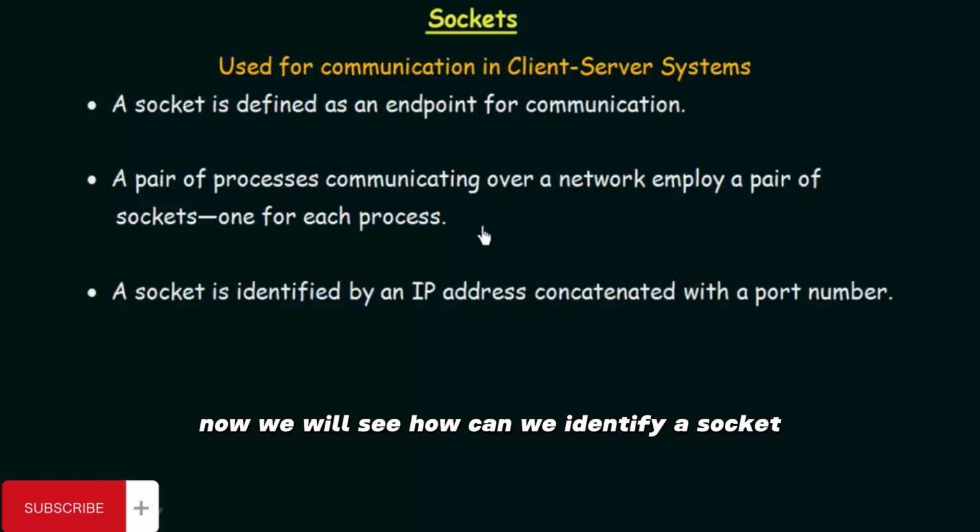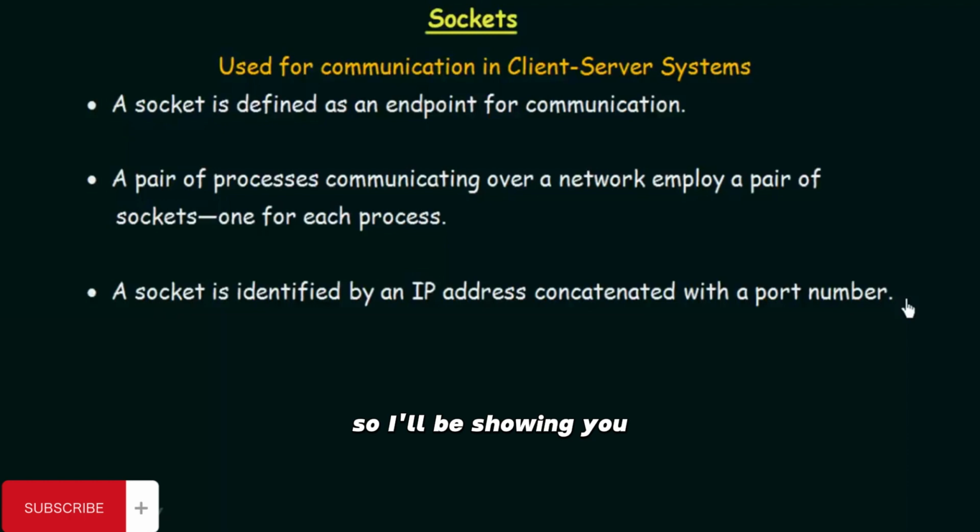Now we will see how we can identify a socket. A socket is identified by an IP address concatenated with a port number. Every socket will have an IP address, followed by a port number. So that is how sockets are identified. I'll be showing you examples of this as we move further, but for now, remember that sockets are identified by an IP address followed by a port number.